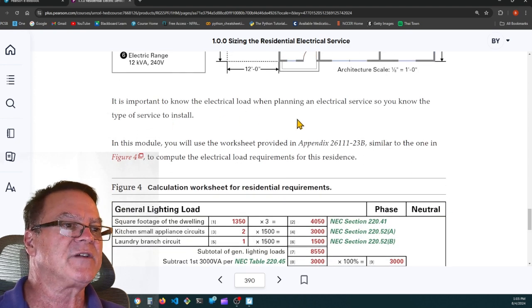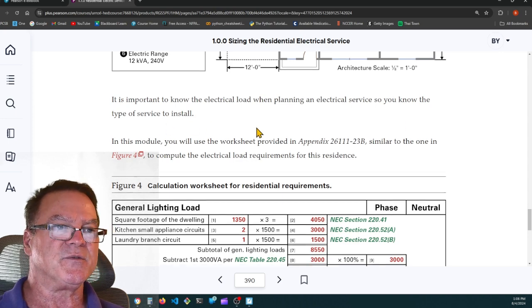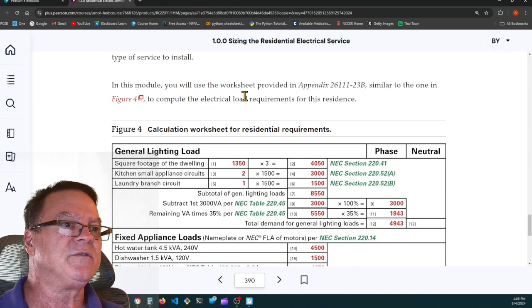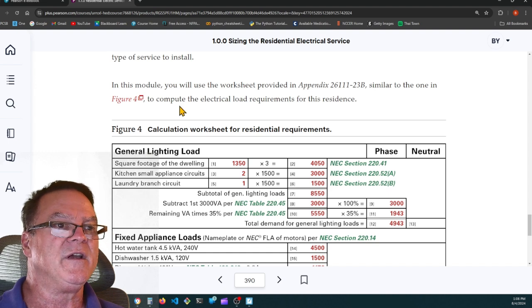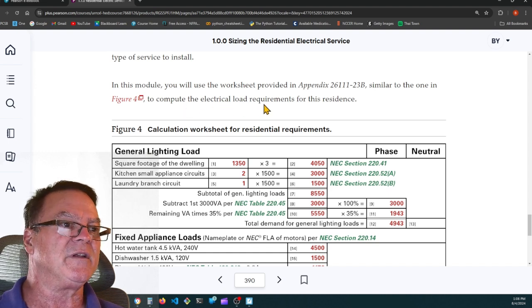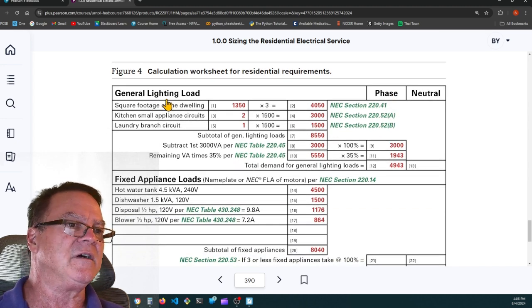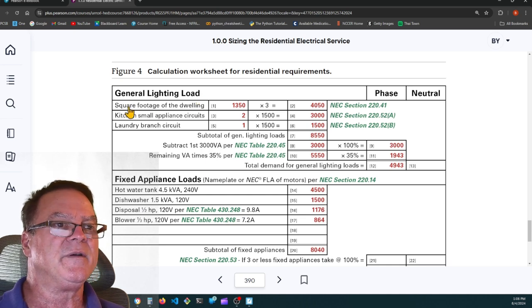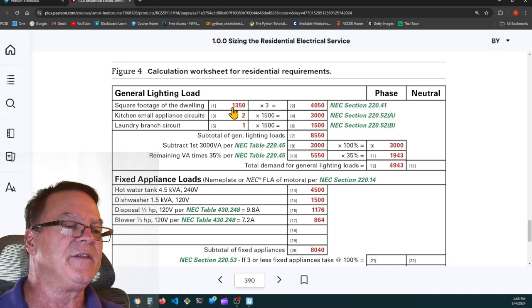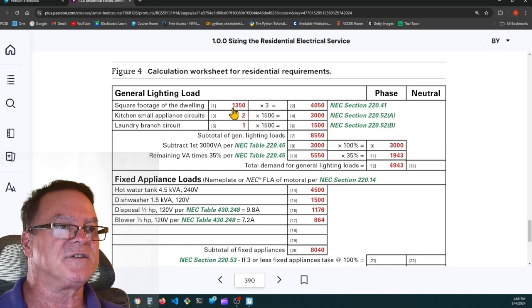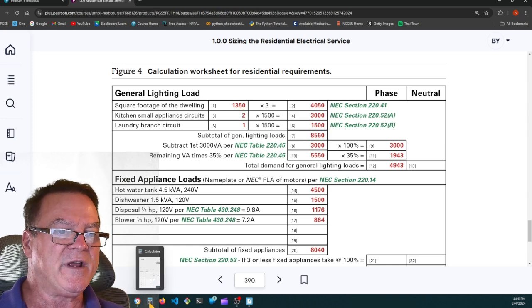It's important to know the electrical load when planning an electrical service so you know the type of service to install. In this module, we use the worksheet provided in Appendix 26111-23B, similar to the one in Figure 4, to compute the electrical load requirements for this residence. So here they have general lighting load, square foot area of the dwelling. They went ahead and calculated it for us. It's 1,350. Let's check that.